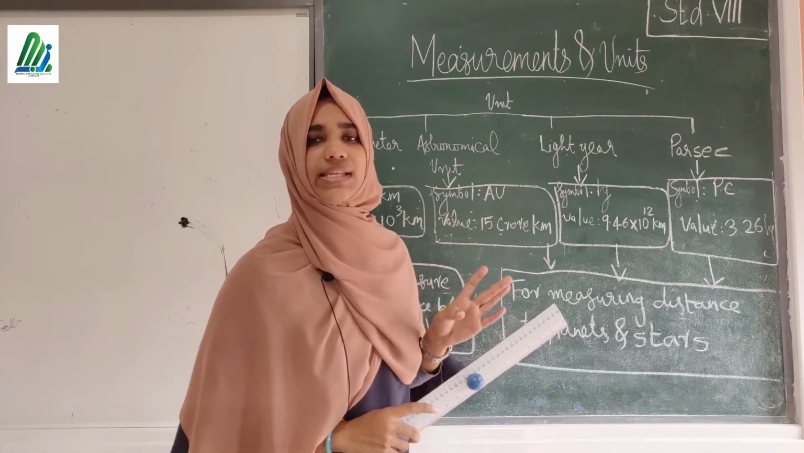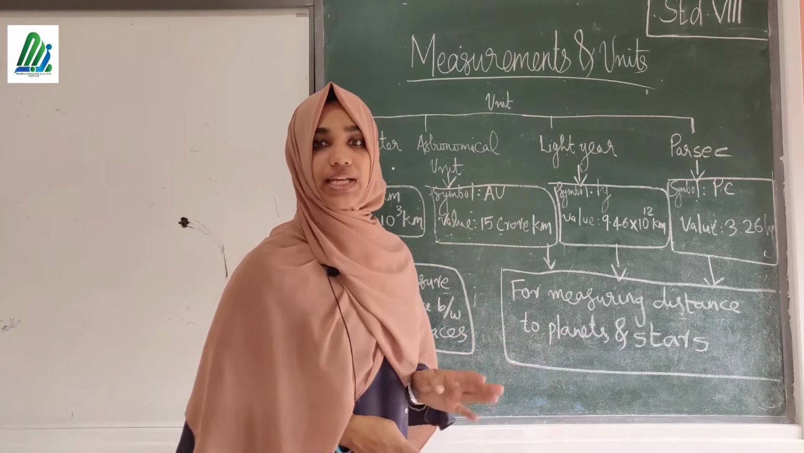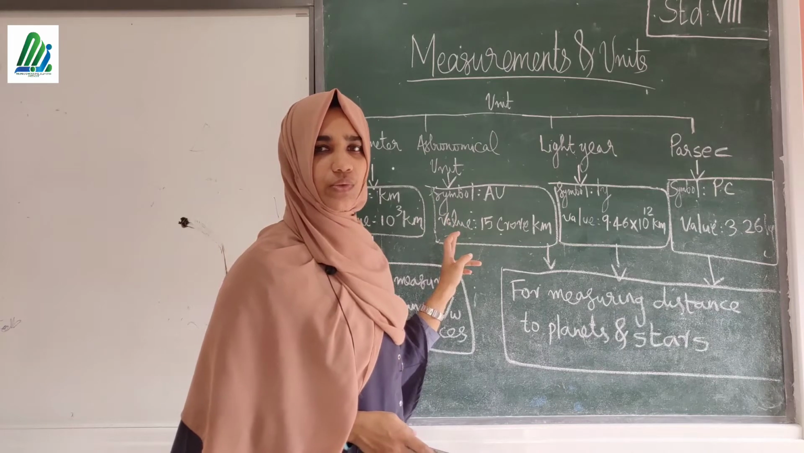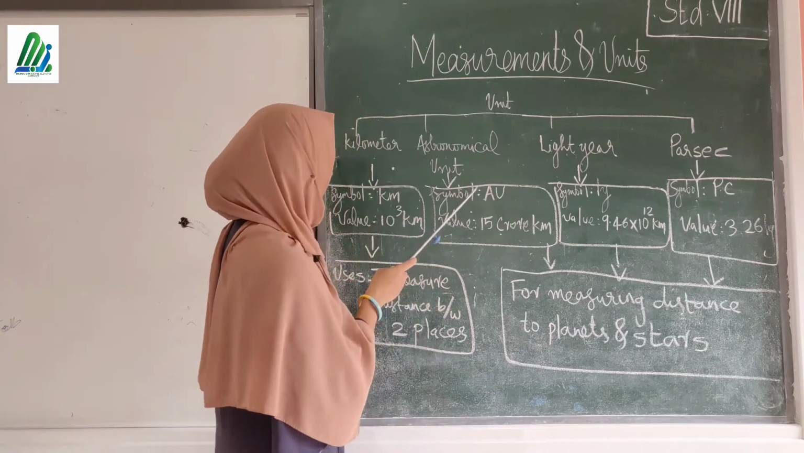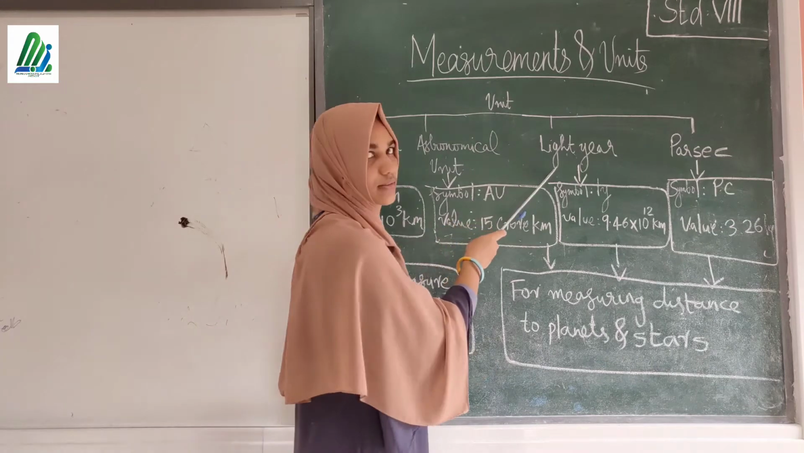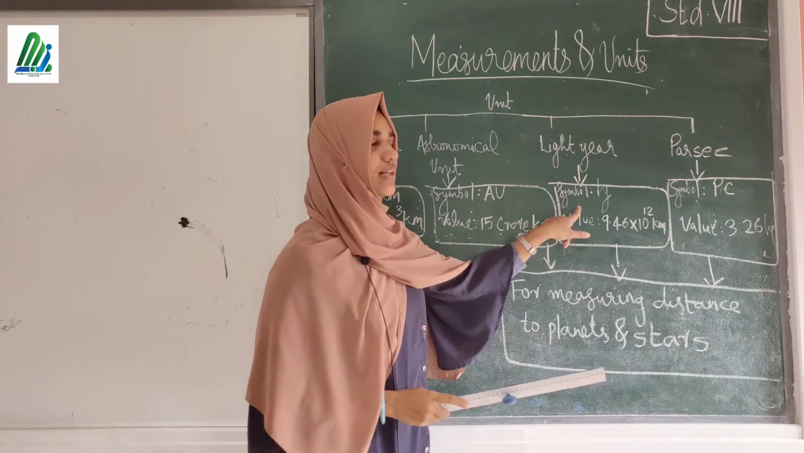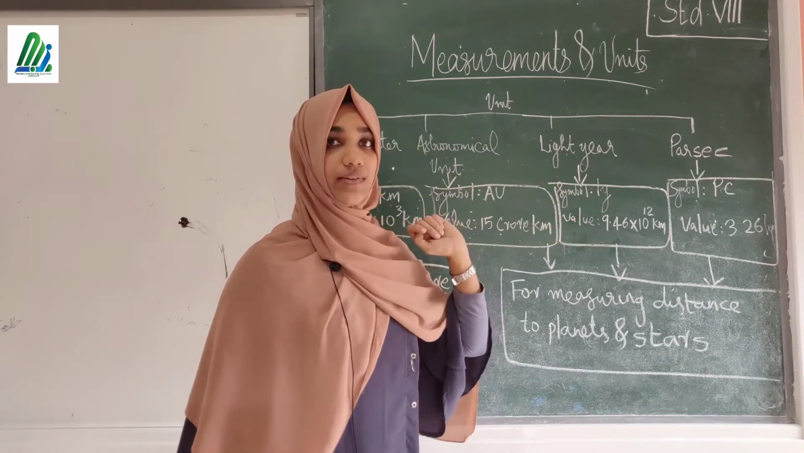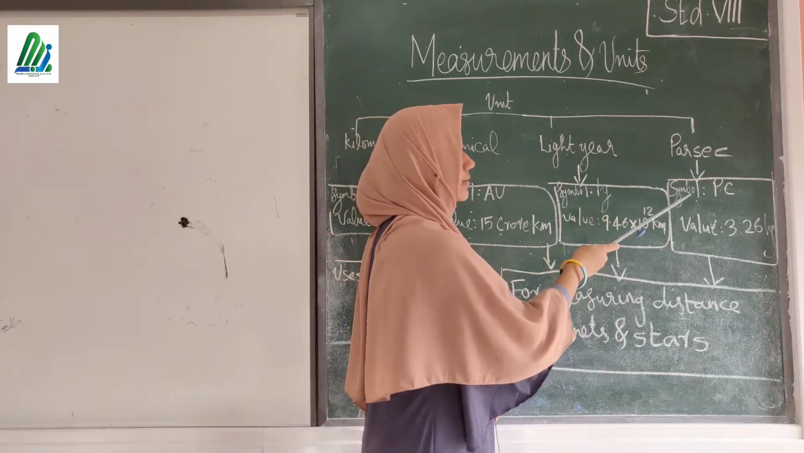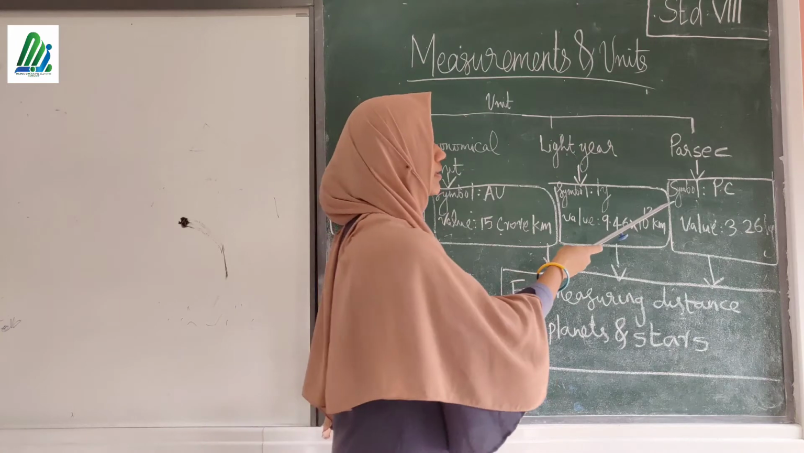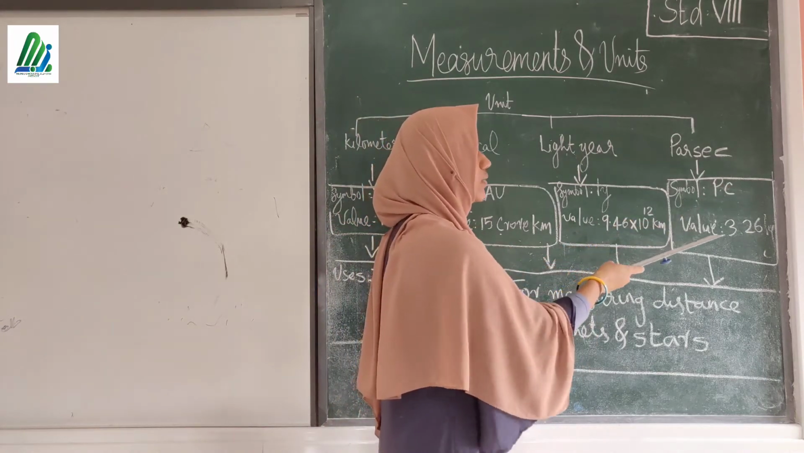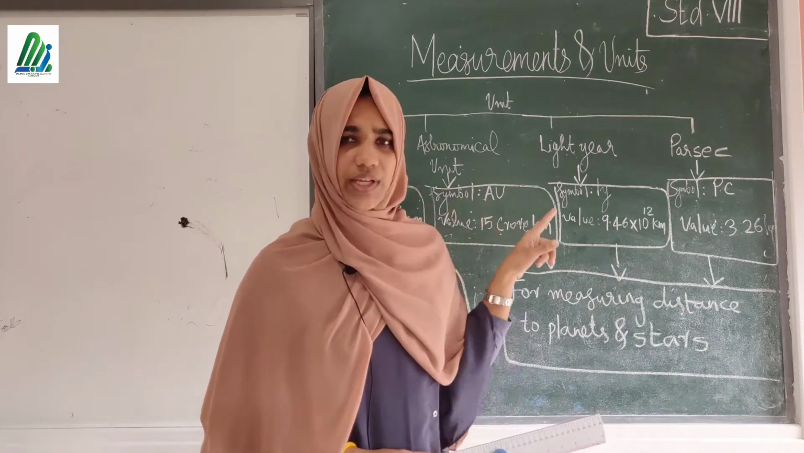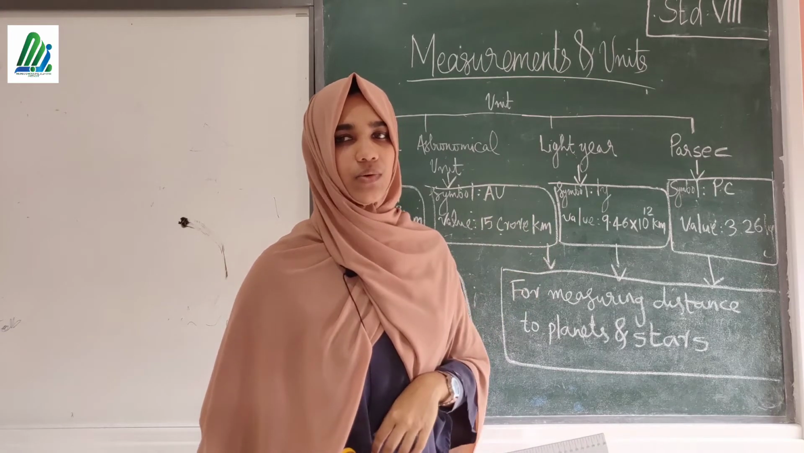So we can say one astronomical unit is the average distance from Earth to Sun. Next one, light year. The symbol of light year is LY and its value is 9.46 into 10 raised to 12 kilometer. Then parsec. Parsec means parallactic second and its symbol is PC and its value is 3.26 light year.